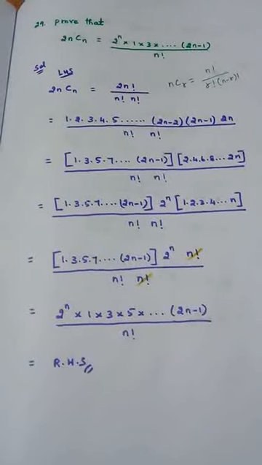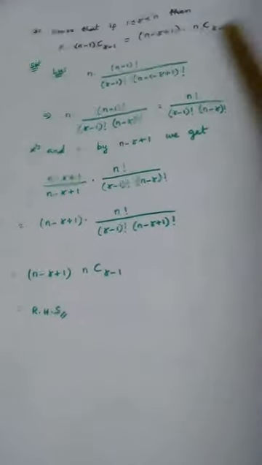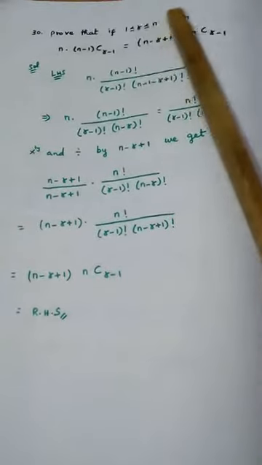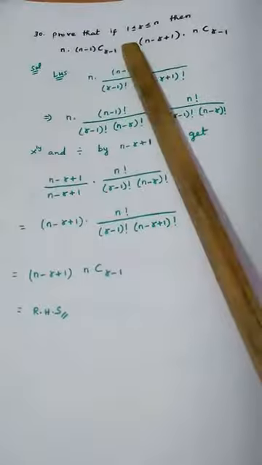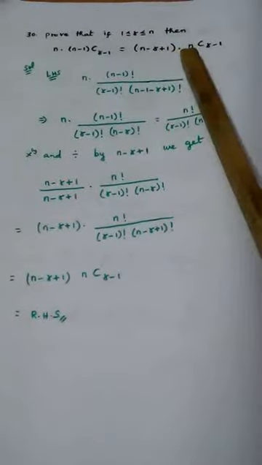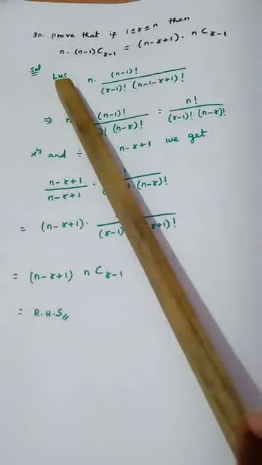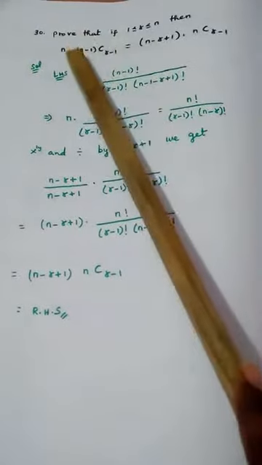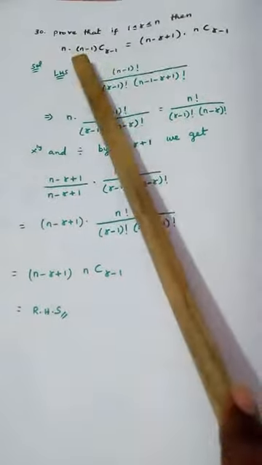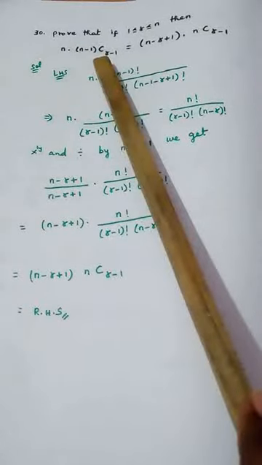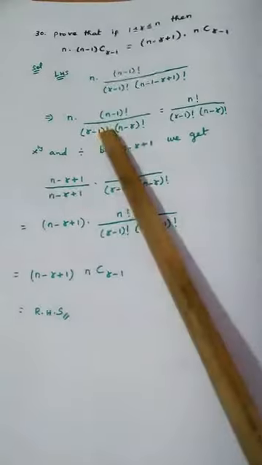Going for the 30th problem. Here also we are going to prove that if r lies between 1 and n, then n into (n minus 1)C(r minus 1) is equal to (n minus r plus 1) into nC(r minus 1). So we have to prove this result. As usual we start with the LHS, n into, apply the combination formula. So this factorial divided by (r minus 1) factorial, then subtract these two, n minus 1 minus r plus 1. Minus 1 plus 1 gets cancelled. So (n minus r) factorial.